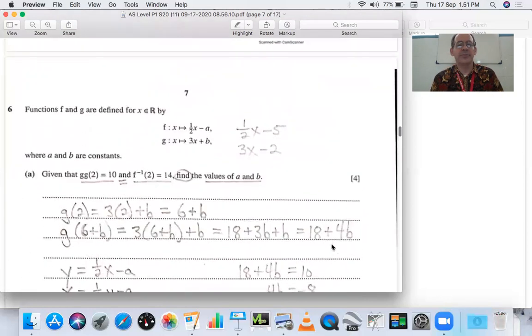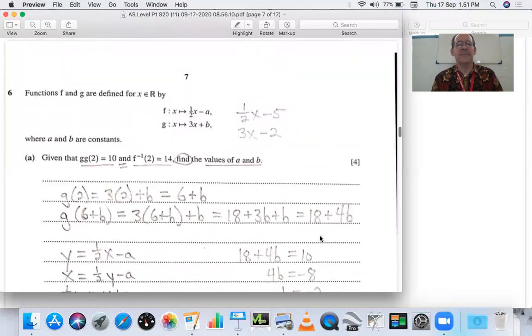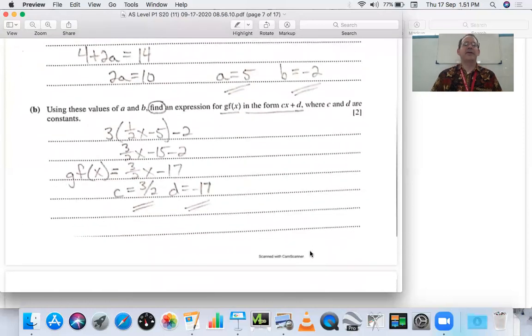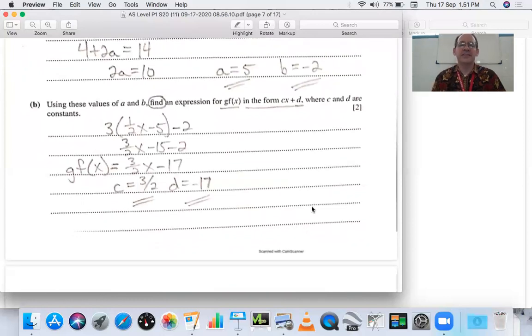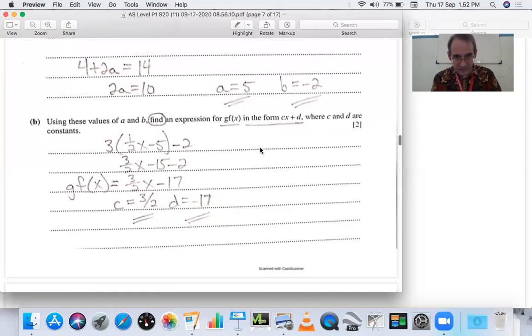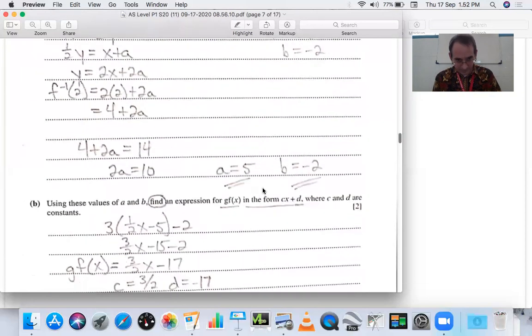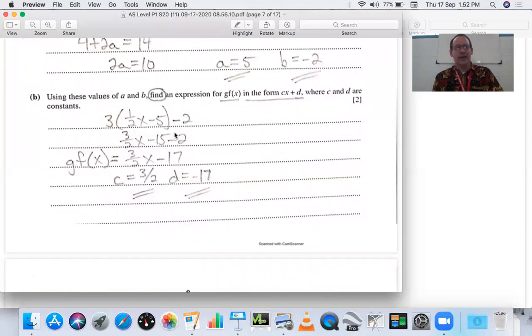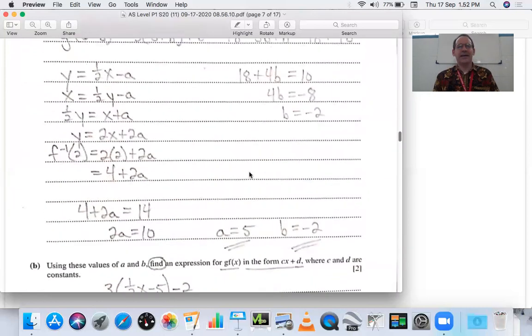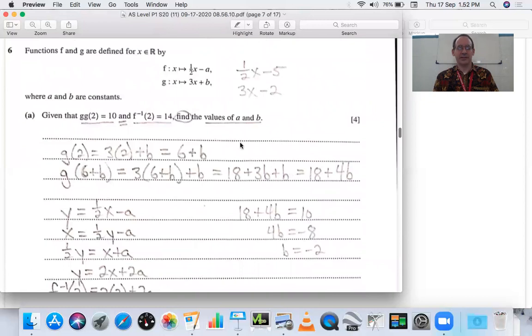And I went ahead and plugged those in up here for the a and b. Using these values, find an expression for g of f of x in the form cx plus d, where c and d are constants. So g of f of x means to take your f of x and plug it into the g of x. So here's our f of x, which we want to plug into the x of the g of x. So that gives us 3 times 1/2 x minus 5. And again, don't forget this negative 2 here at the end of the statement.